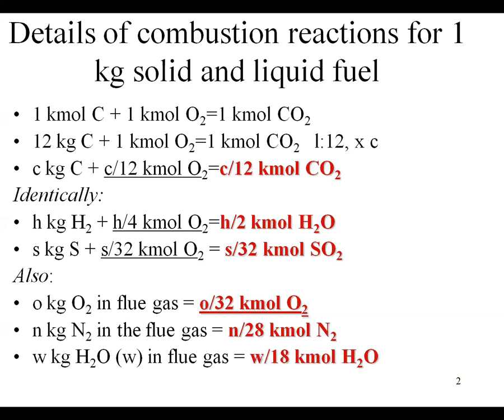Let's have a look at the first line. 1 kilomole of carbon goes into a chemical reaction with 1 kilomole of oxygen. The result is 1 kilomole of CO2. As you see, from 2 kilomoles, only one is resulting. We are multiplying this relation with 12 and dividing by C, small c.